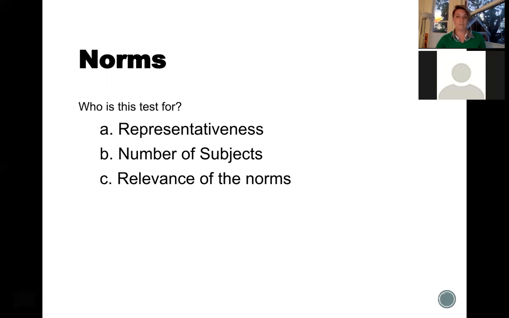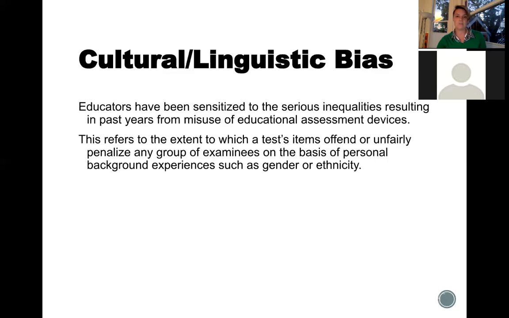So again, norm references tell you who this test is for. So when you're considering this criteria, come back to: are we testing the student who this test was developed on? Is that consistent? And that's especially important for our students of color and those who have different home languages than English.